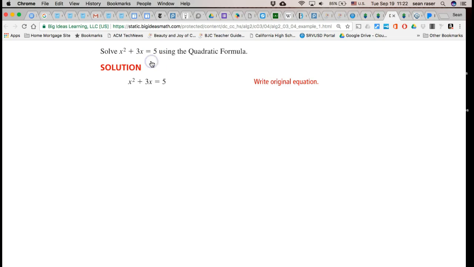We need to do that first before we can get our values to plug in. So let's go ahead, and first thing we want to do, we've got our original equation. Let's put it in standard form. So we subtract 5 from both sides to get into standard form.